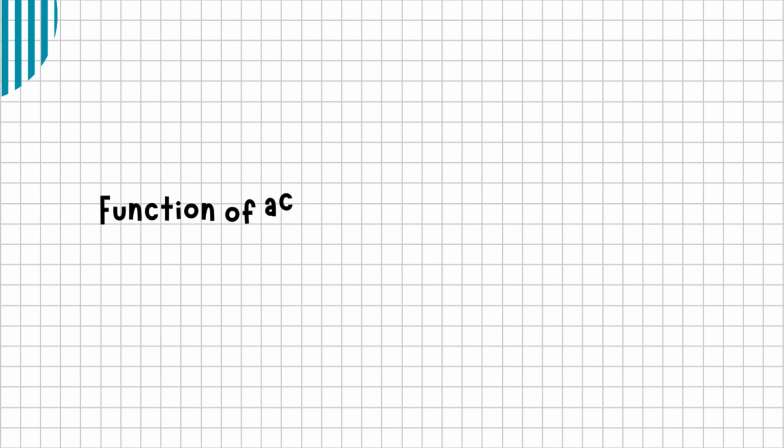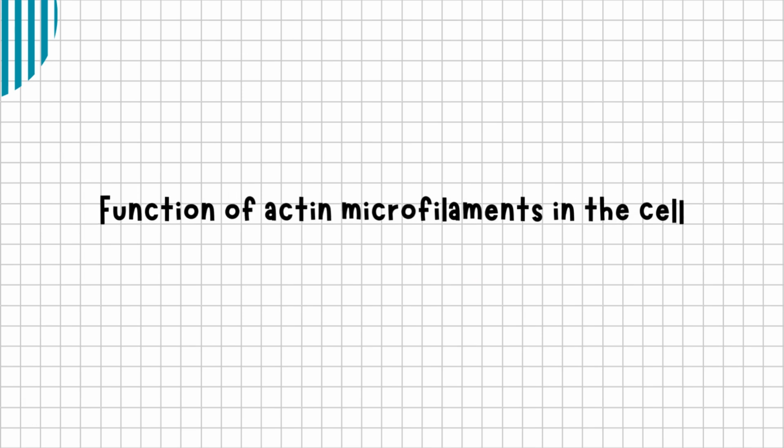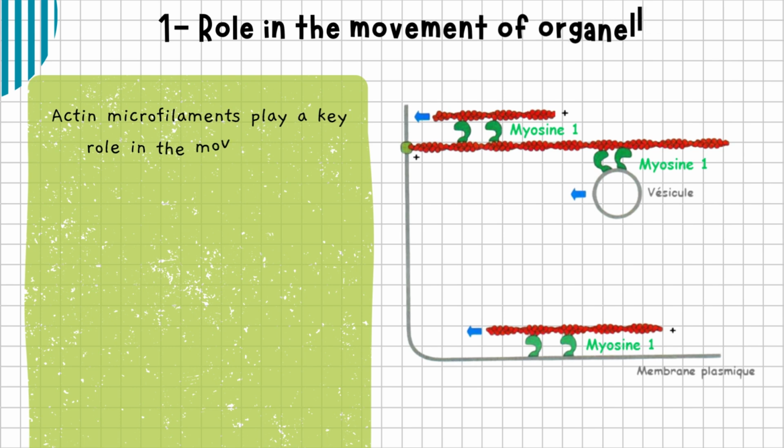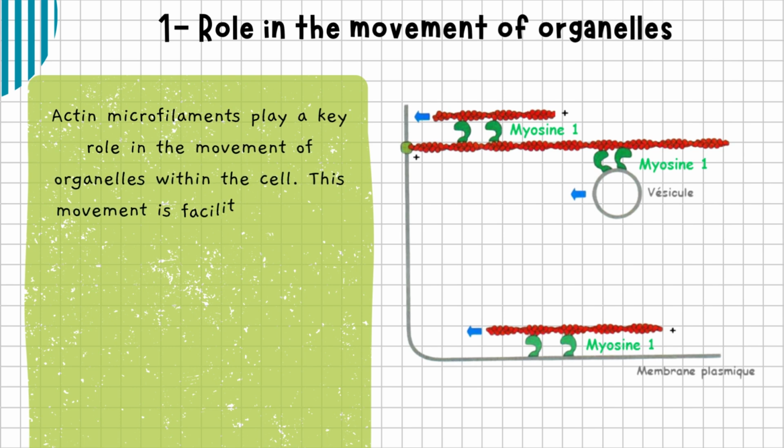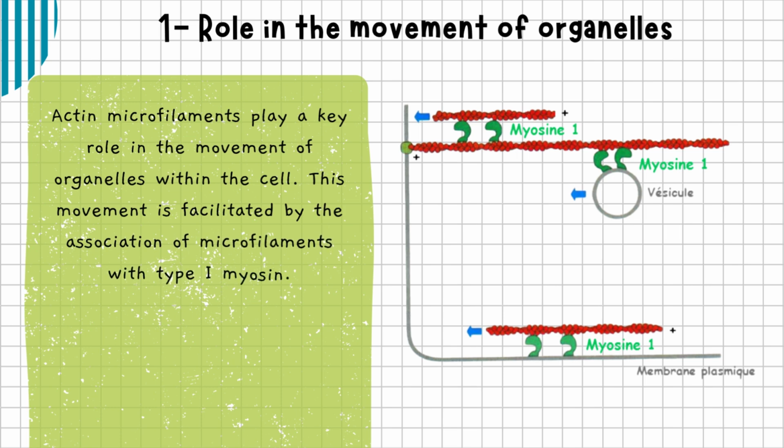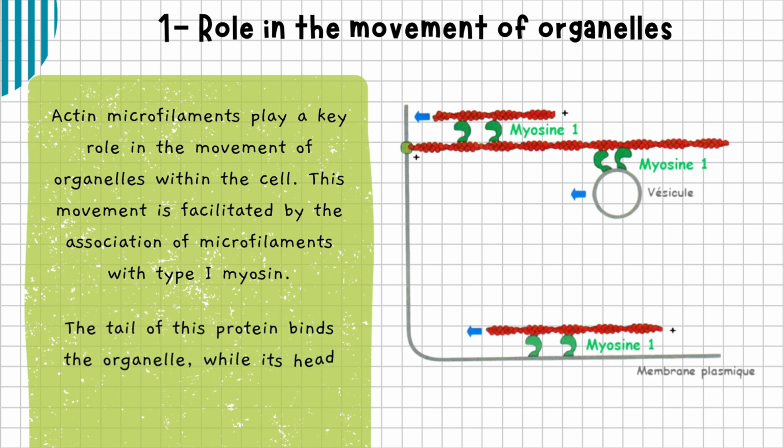To understand the importance of this actin microfilament organization, it is essential to examine the various functions it enables the cell to perform. Actin microfilaments play a key role in the movement of organelles within the cell. This movement is facilitated by the association of microfilaments with type I myosin. This protein binds organelles, such as vesicles, with its tail and uses ATP energy to move along actin microfilaments with its motor head. In this way, organelles can be efficiently transported within the cytoplasm of the cell, contributing to the distribution of essential cellular components.